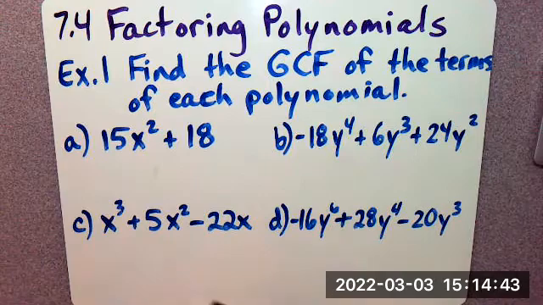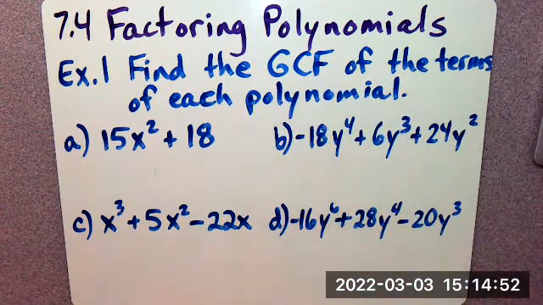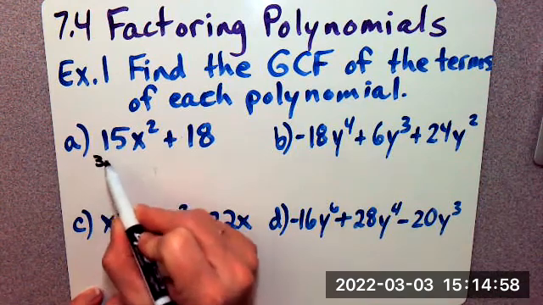Billerbeck, and we are going to talk about 7.4, factoring polynomials. So first, when we're factoring, we want to find the greatest common factor of the terms of each polynomial. So let's break this down a little bit into prime factors.